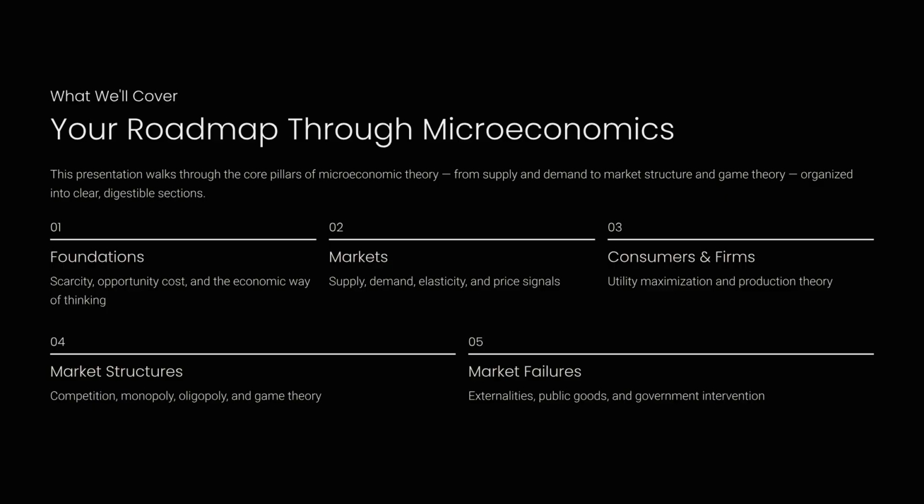Our roadmap covers 5 core pillars of microeconomic theory: foundations, markets, consumers and firms, market structures, and market failures. We will explore each in clear, digestible sections.